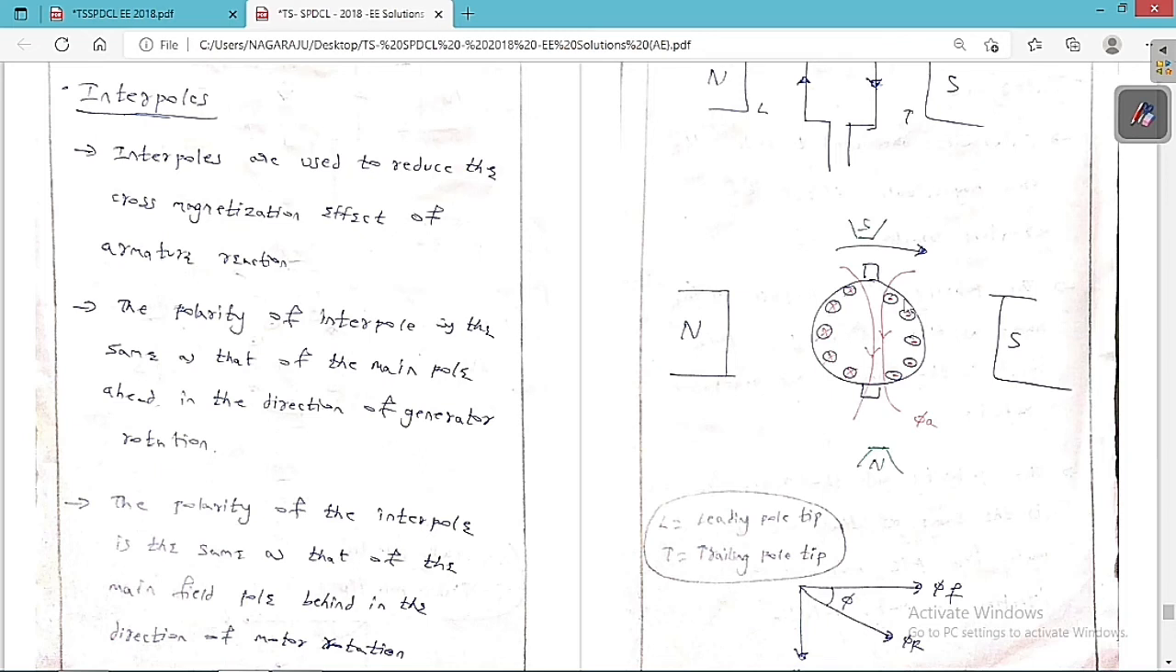So this is the main field flux, this is the armature flux. Now you can see clearly, I want to oppose this one. Means I have to keep a north pole here and south pole here. So now flux is from down to up. So this field is going to oppose this flux. Therefore it is going to get neutralized.